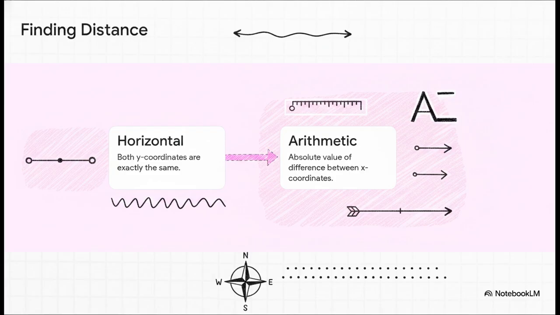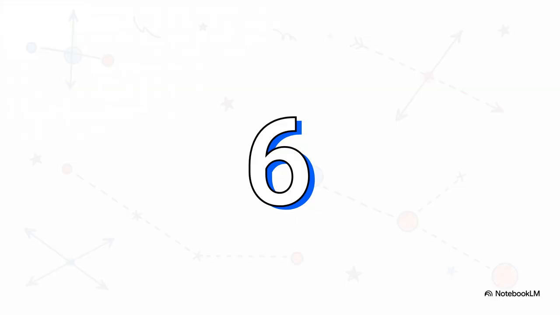So we calculate the absolute value of 8 minus 2. And that gives us 6. Our total distance between endpoint A and endpoint B is exactly 6 units. It's just beautifully simple arithmetic that perfectly models the physical space between those 2 points.